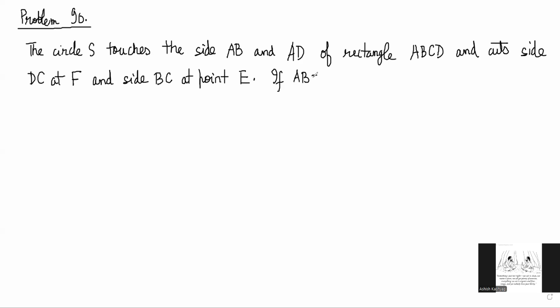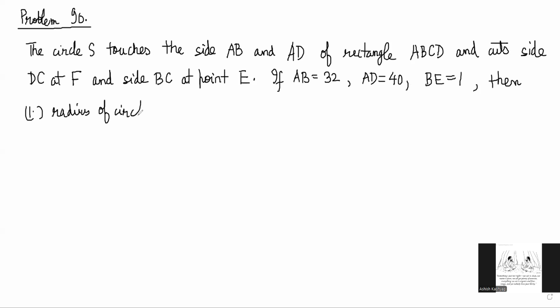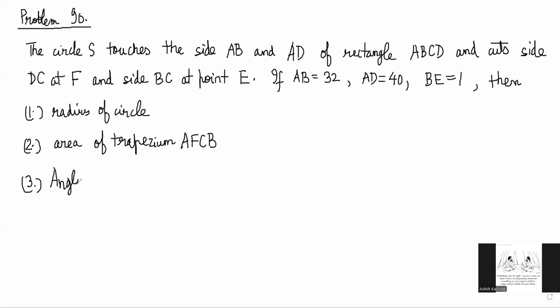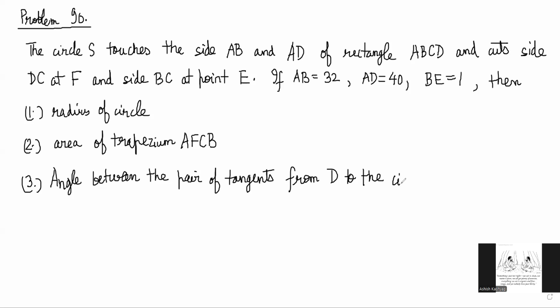If AB is equal to 32, AD is equal to 40, BE is equal to 1, then we have to find, first of all, the radius of the circle. Secondly, the area of trapezium AFCB. And thirdly, the angle between the pair of tangents from D to the circle. Okay, so that is the problem.